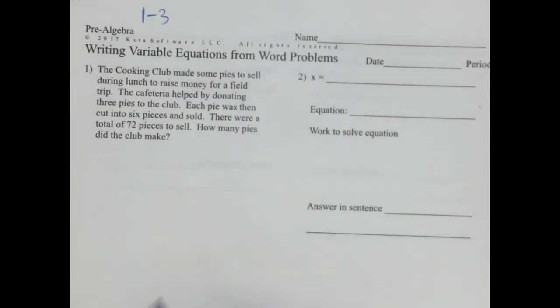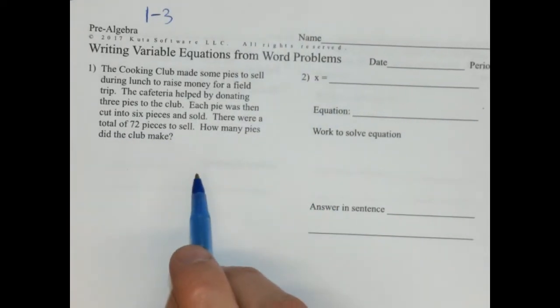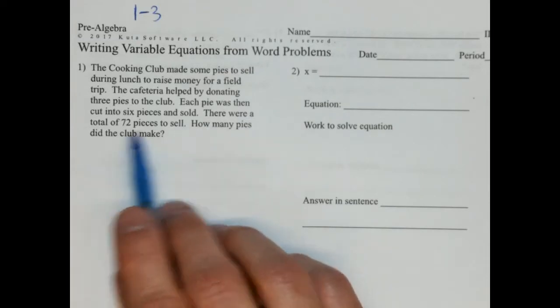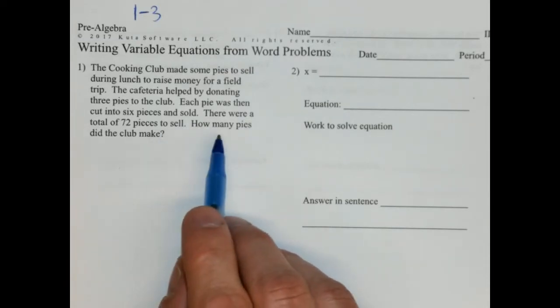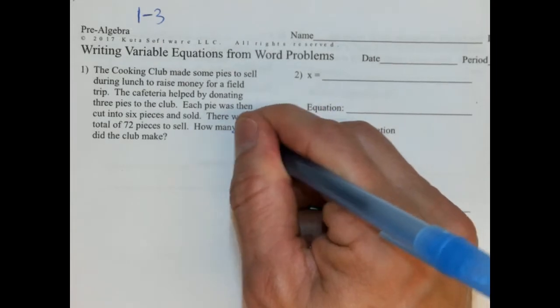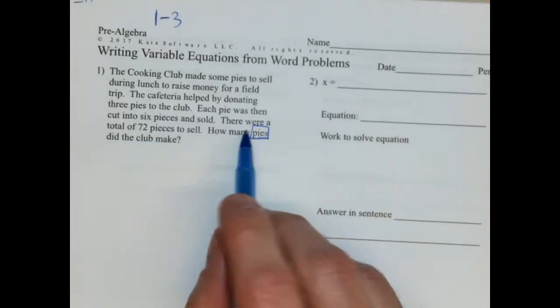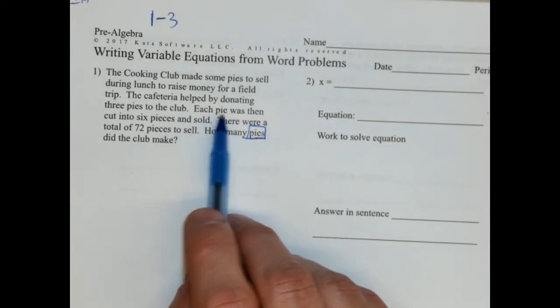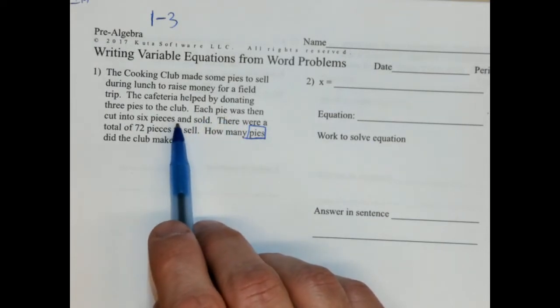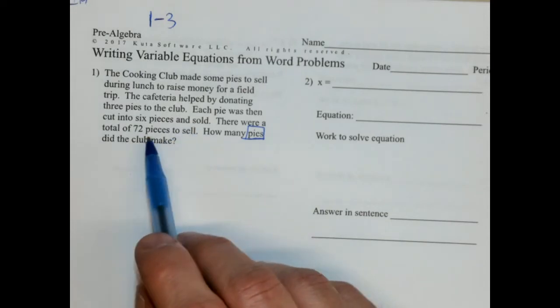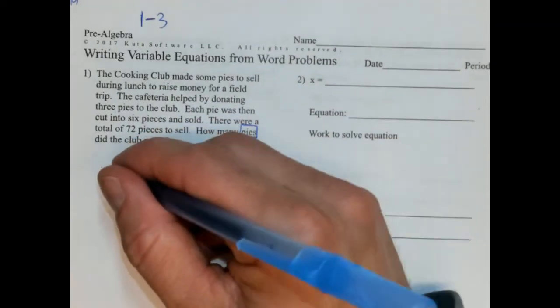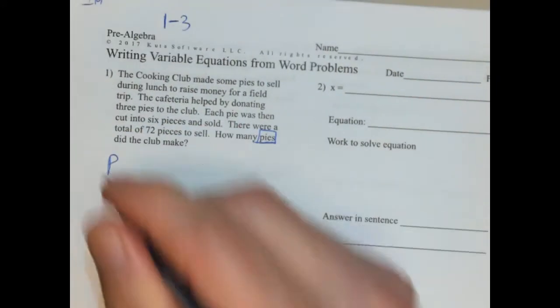Okay, so there's a few things going on here. One, we want to identify a variable. We want to identify the unknown. Now, it looks like they're asking us how many pies were made. So this is more than likely going to be the variable. Each pie was cut into 6 pieces. So the pieces themselves were what was sold, and then there's 72 total pieces. All right, so we're going to do p for pies, right? So p is our variable.